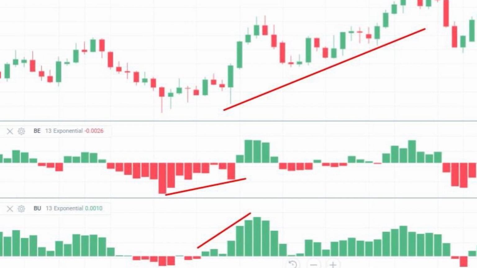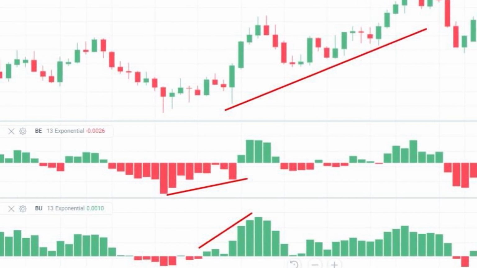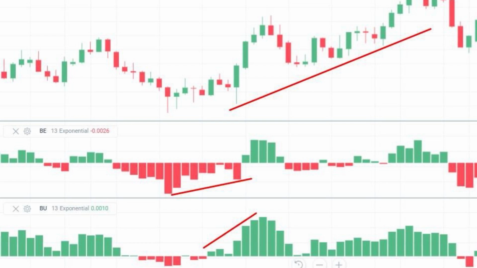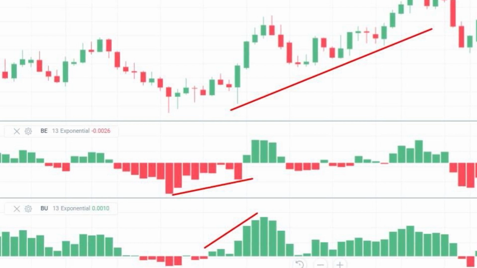Bullish and bearish power indicator signals. Buy signal. The bear's power indicator is below the zero line. The bars are constantly decreasing towards the zero line. The bull's power indicator is above the zero line and increasing. The bars are consistently rising.